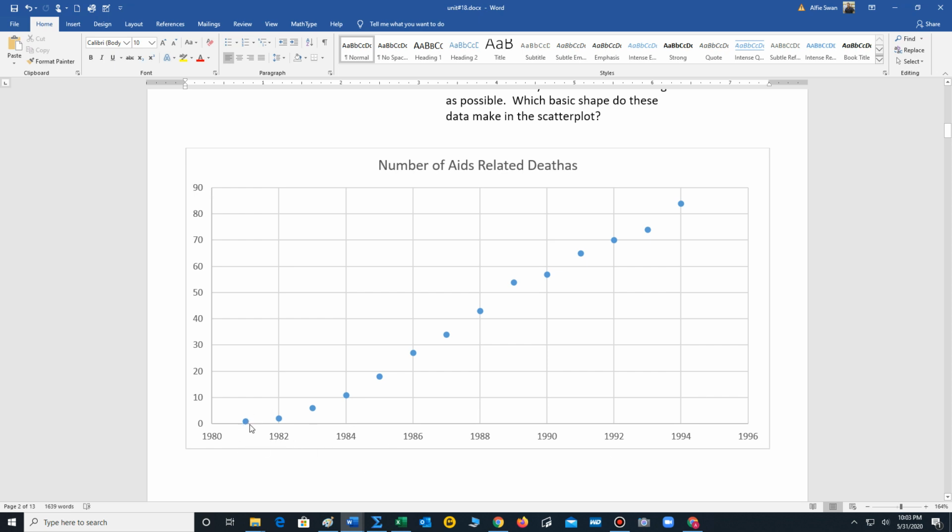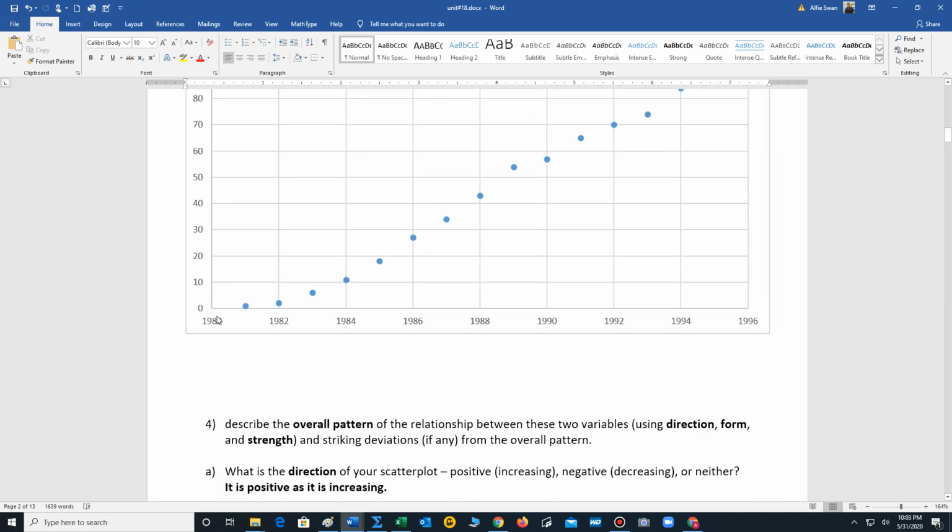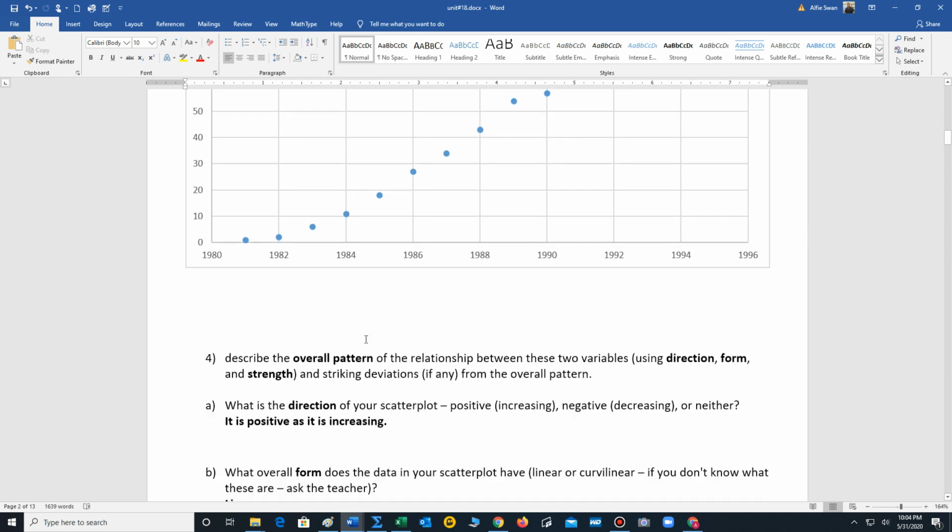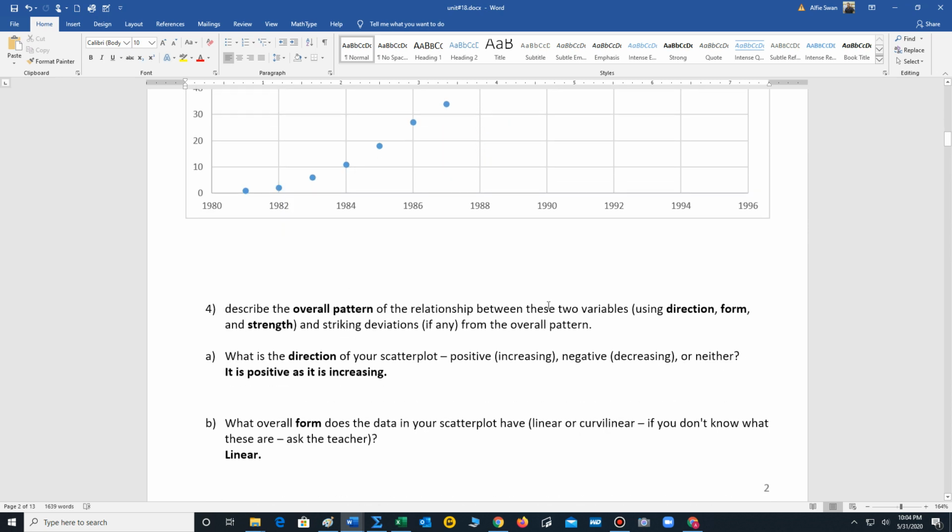So for 1981, there was 1 death. For 1982, there was 2. Actually, it's 100 and 200, but we're just using smaller numbers to make the graph easier to read. And then we can see that we do have a pattern that's being formed. Now we're going to examine the pattern. So when we examine the pattern, we look to see the direction, the form, and the strength.